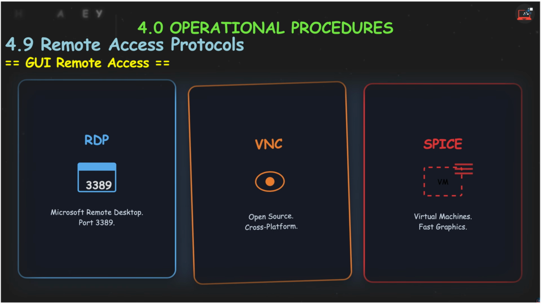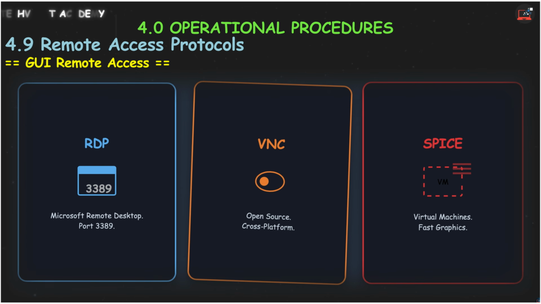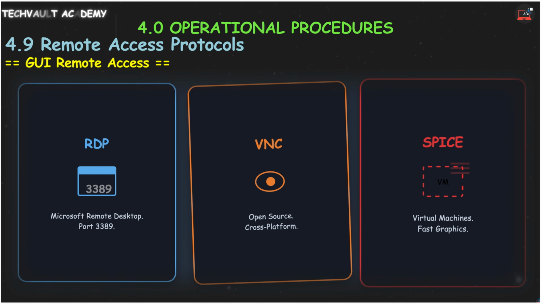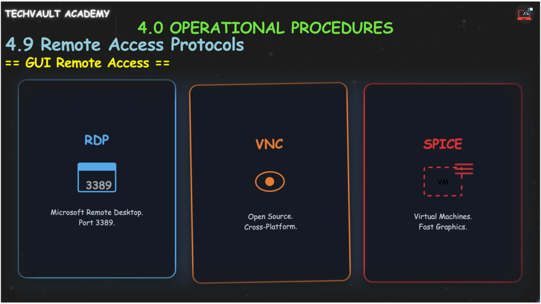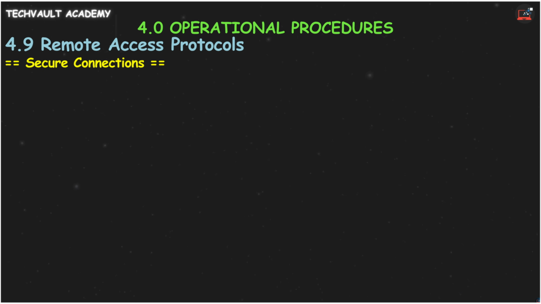And for virtual machines, we use SPICE. Think of SPICE as a fiber optic cable for VMs. It's optimized for fast graphics and smooth video playback. Next, we have the command line tools.